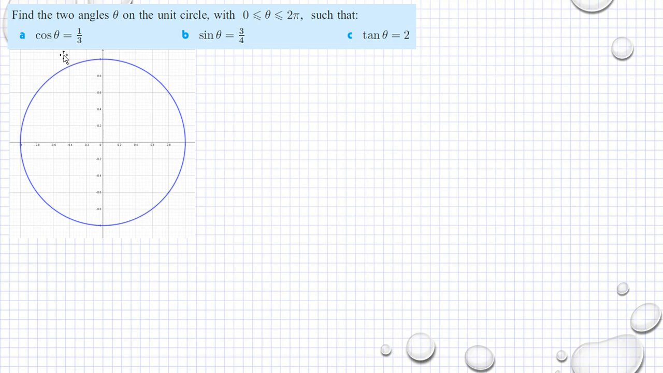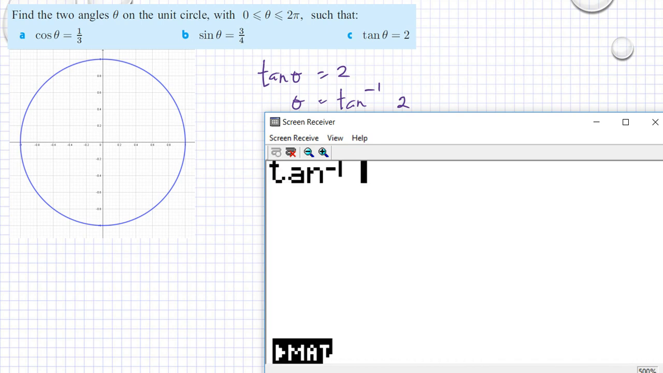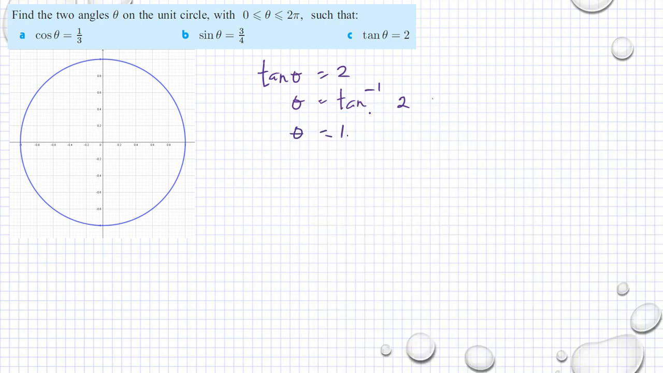Now let's take C. Tangent theta is equal to 2. That means we have tangent theta is equal to 2. So theta is equal to arctan 2. Arctan 2, and we have 1.11. Theta is 1.11. Oh, I forgot to put where it is 2. It should be almost here. Let's say it's here.